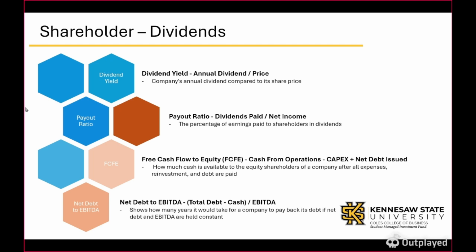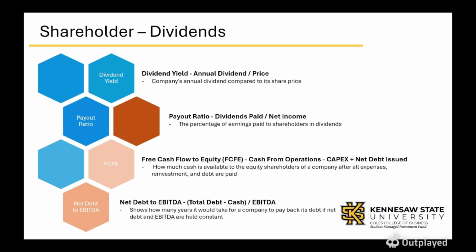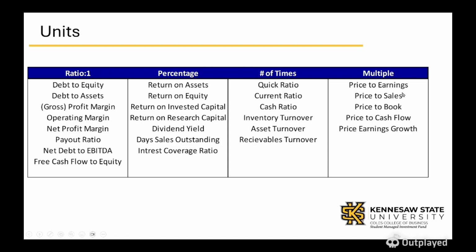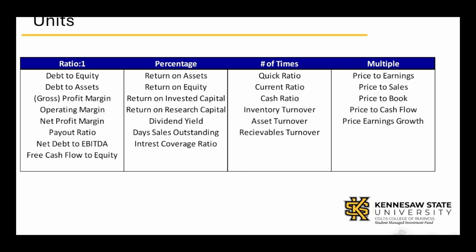And one thing I'd like to reiterate before we go into this is when you're using all of these metrics from all the other videos, you have to remember how they are displayed on websites. So things like debt to equity and debt to assets are ratios, return on assets, return on equity are percentages, quick ratio and current ratio are number of times, price to earnings is a multiple. So just remember all these things when you're looking at them and know how to read each one.